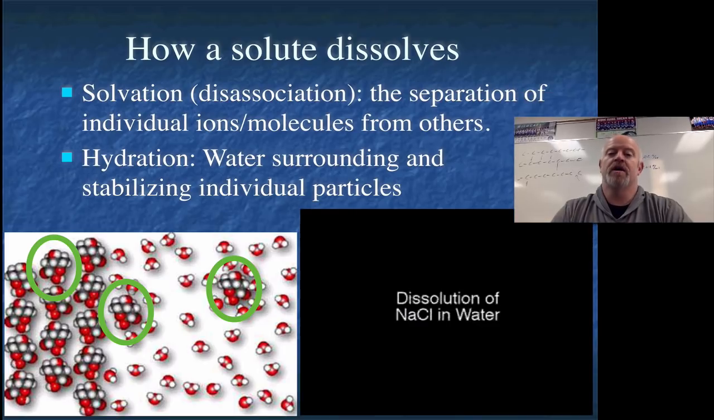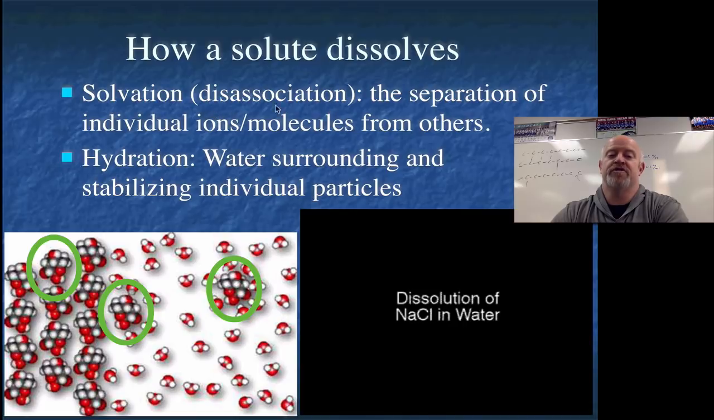Now, the next part of this is how do solutes dissolve to make a solution? Because we need to have a dissolving process, all right? And there's two steps to the dissolving process. So when you dissolve something into, let's say, water or a solution of some sort, you always undergo two different phases of the process, okay? So step one is solvation. Another word for that is disassociation.